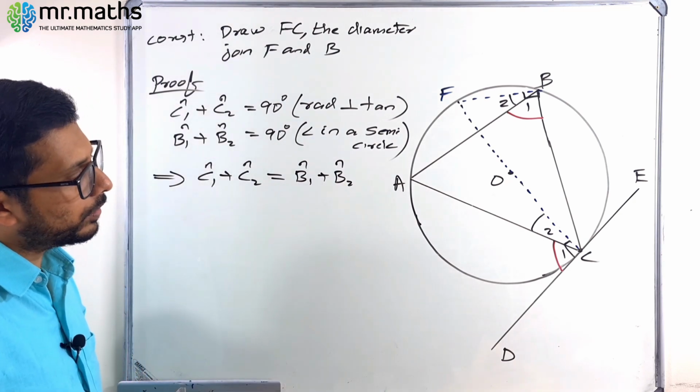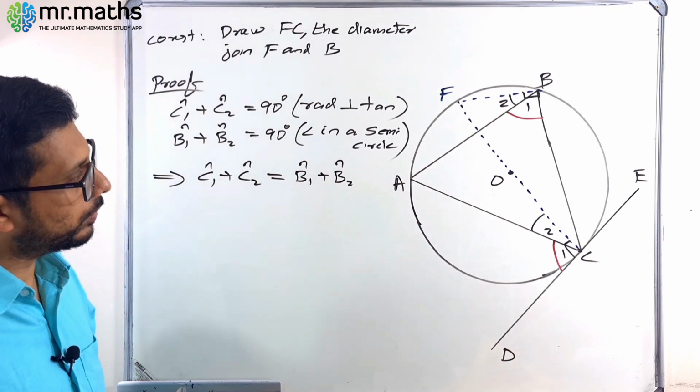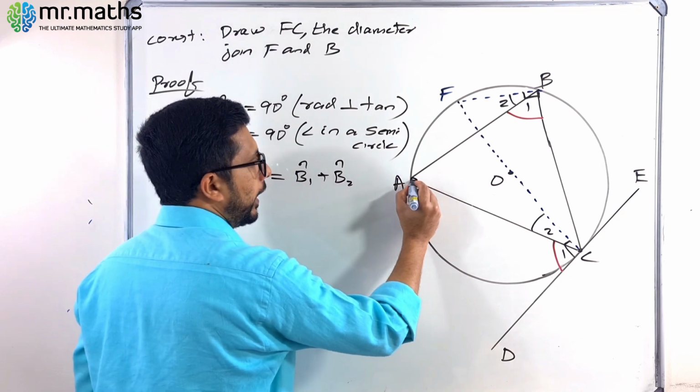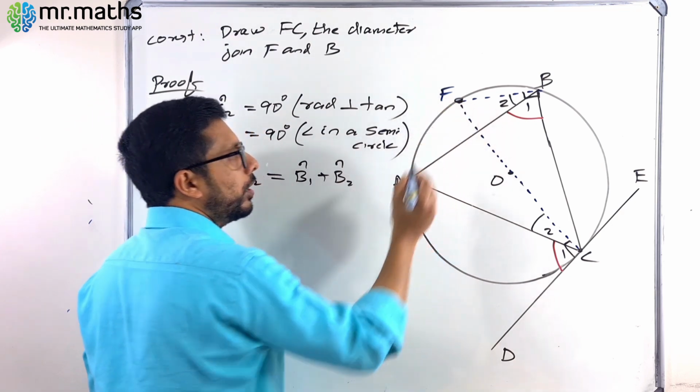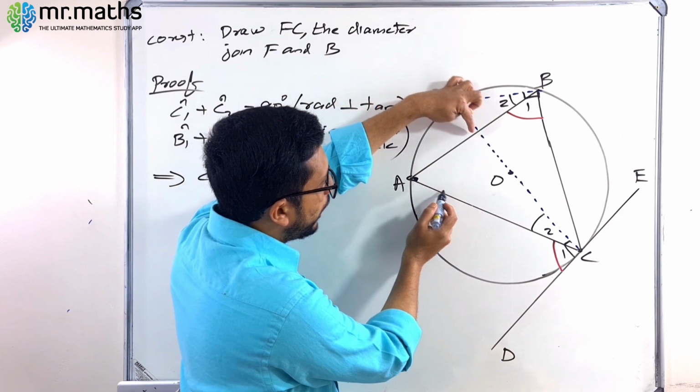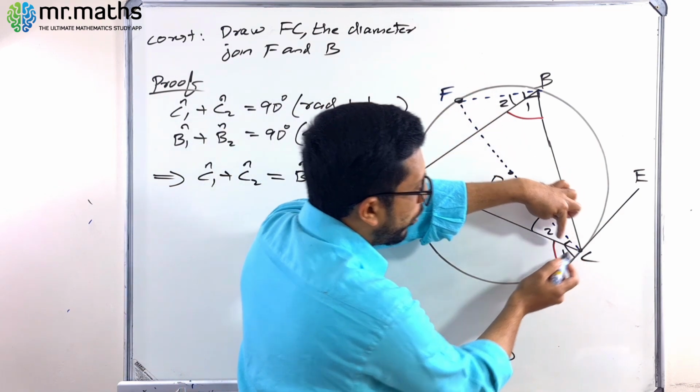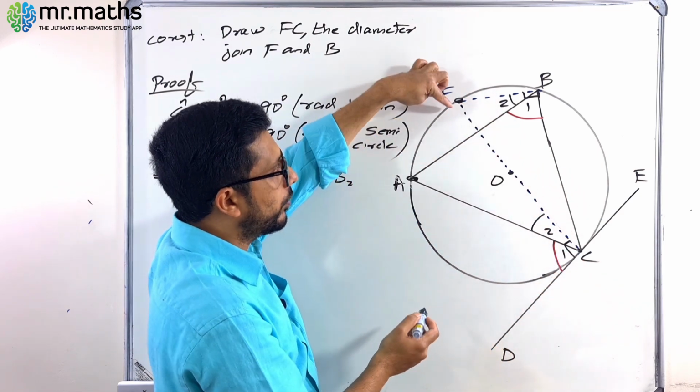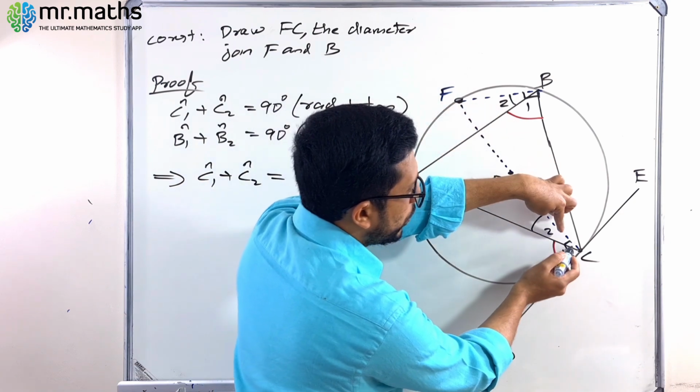But now look at this one, guys. Look at these two points A and F. From those points A and F, can you see this angle C2 is formed?